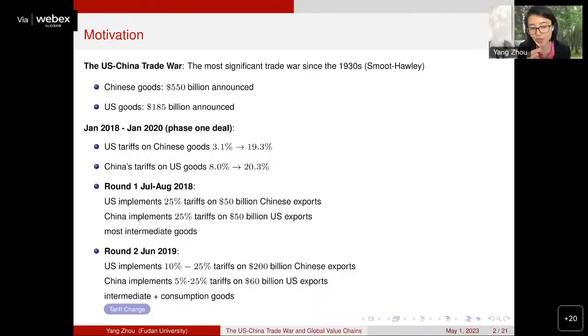Round 2 starts in the following year, June 2019. In this round, the U.S. implements 10% to 25% tariffs on $200 billion of Chinese goods, and China implements 5% to 25% tariffs on $60 billion of U.S. exports. Since lots of intermediate goods were already included in the first round, the second round involves more consumption goods.